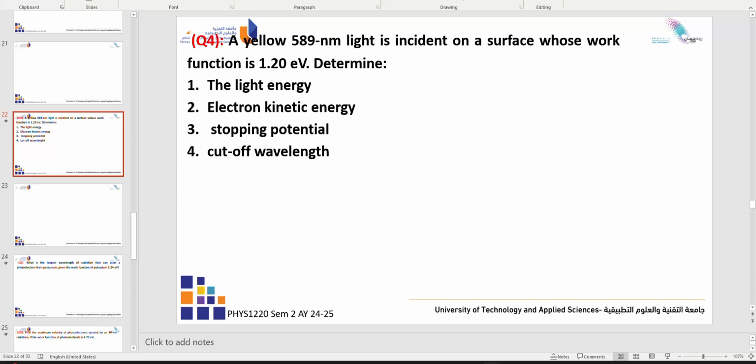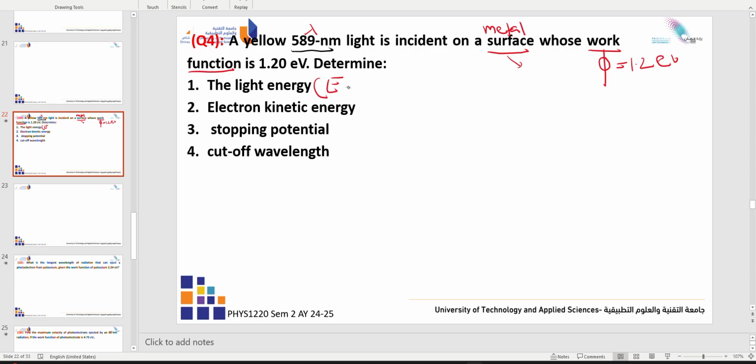The question has 4 parts. Part number 1: what is the light energy? Here we have to find the value of the energy of the light. Now, what formula do we have to use?